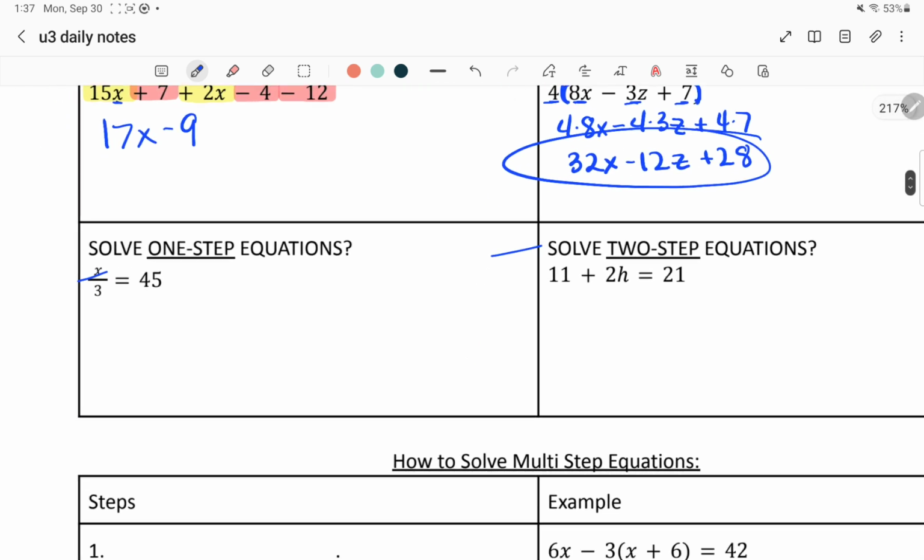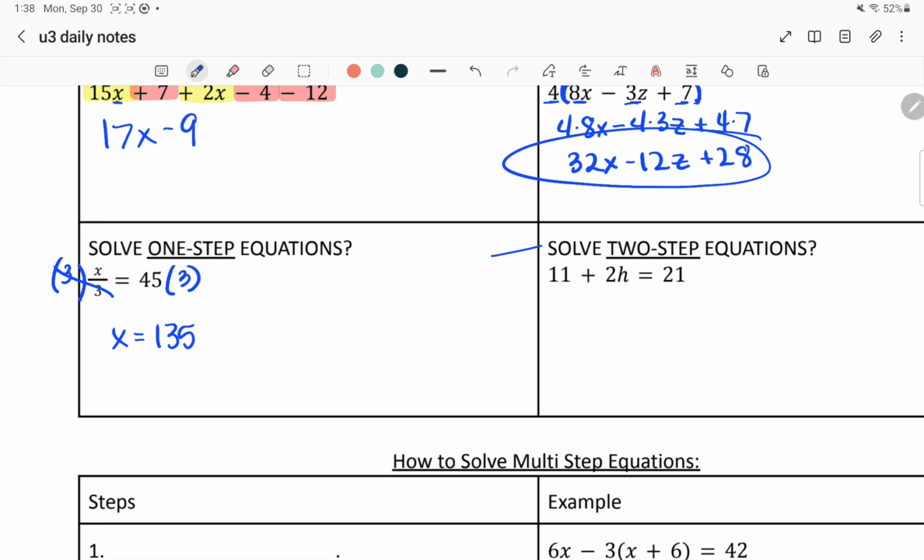Okay, solving one-step equations, that means it takes one inverse operation. Notice that my x right now is currently being divided by 3. My inverse operation for division is multiplying by 3. So I need to multiply by 3 on both sides. That cancels out the 3's on my left, and I'm left with x all alone equals 45 times 3, which is 135.